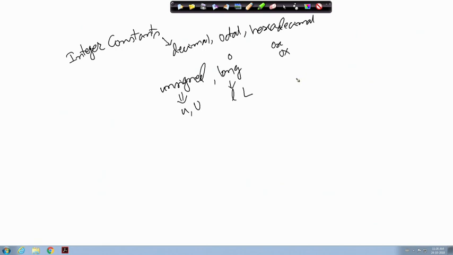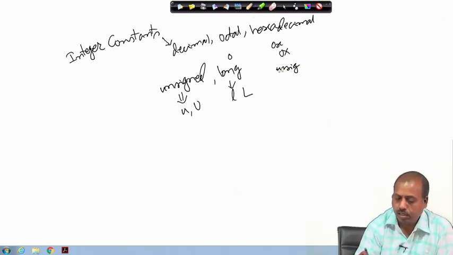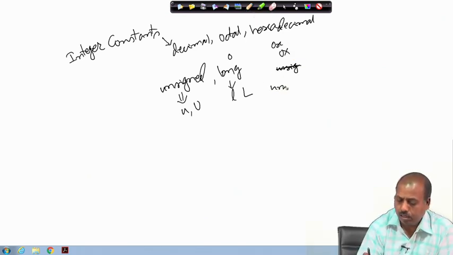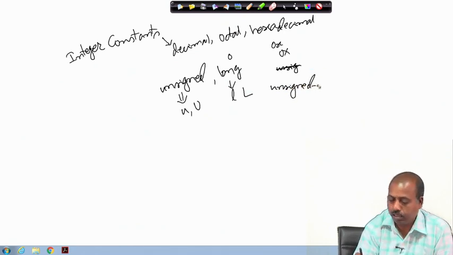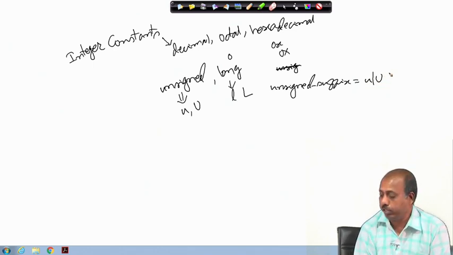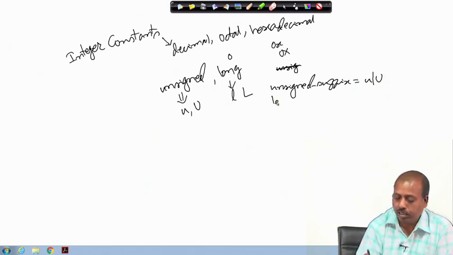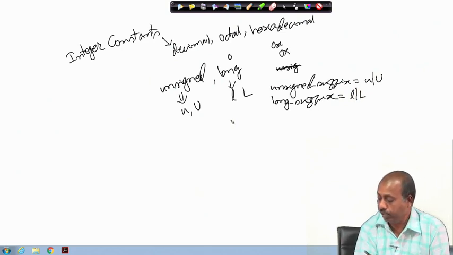So, we will write like this, that first of all we will write some subparts of this definition, which is the first one, unsigned suffix. Unsigned suffix can be equal to lowercase u or uppercase U. Then long suffix can be lowercase l or uppercase L.